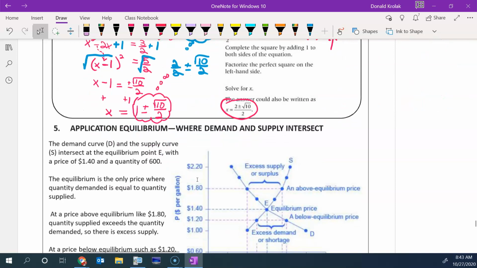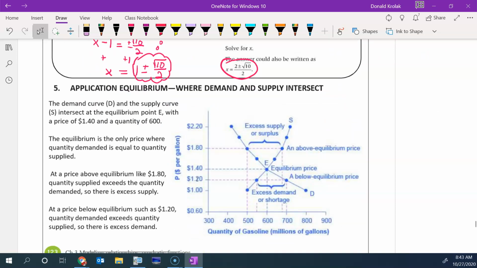Okay. All right. So this next example that we're doing is going to be using completing the square to find the equilibrium point on a demand and supply curve. Okay. All right. So let's see. Switch to this screen.